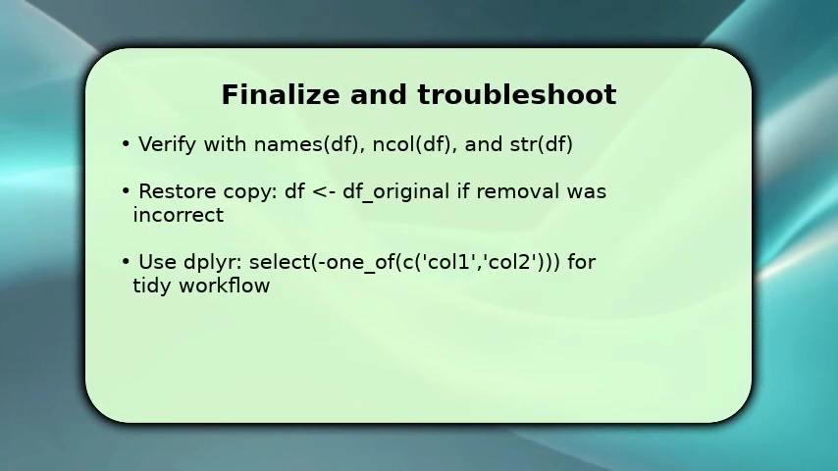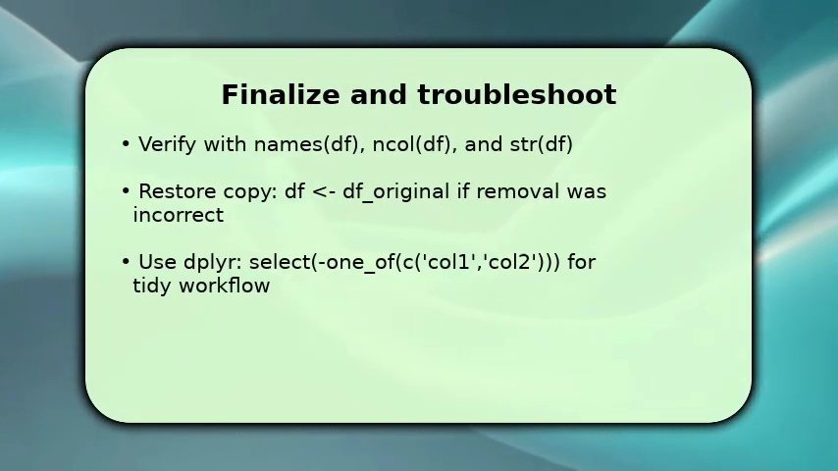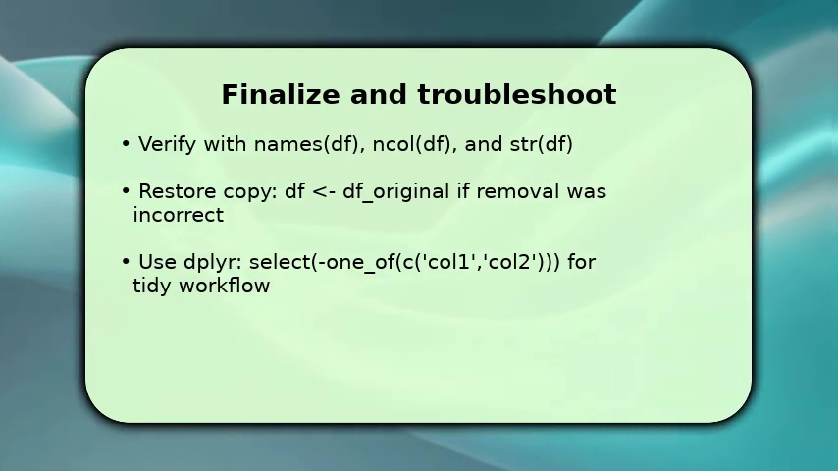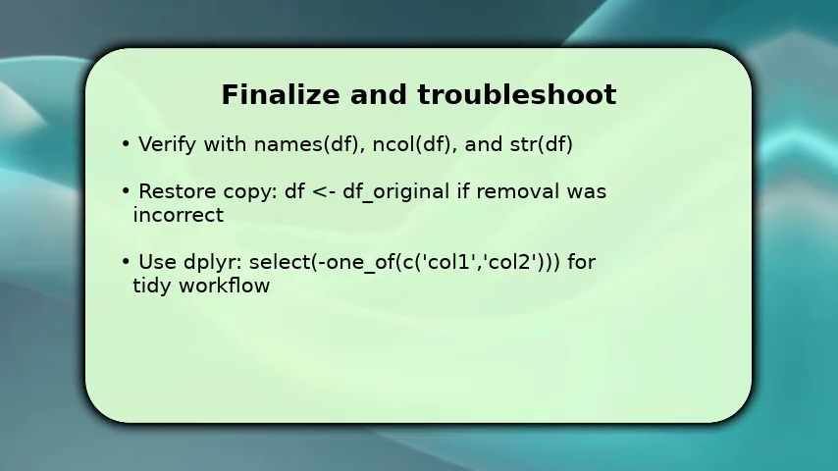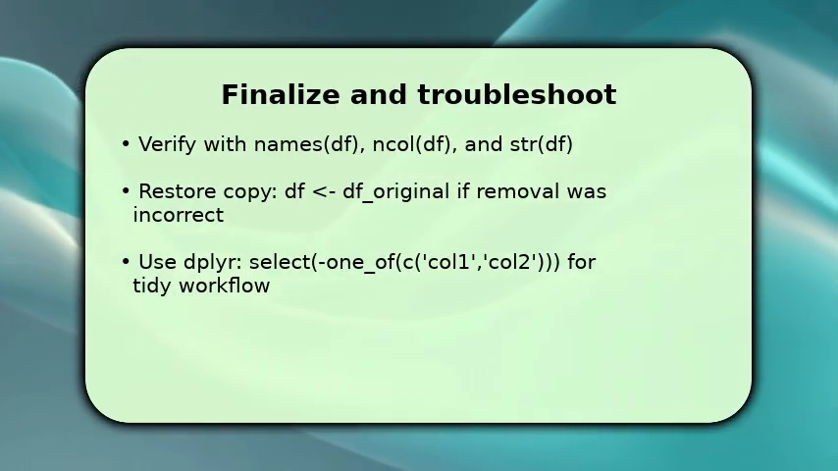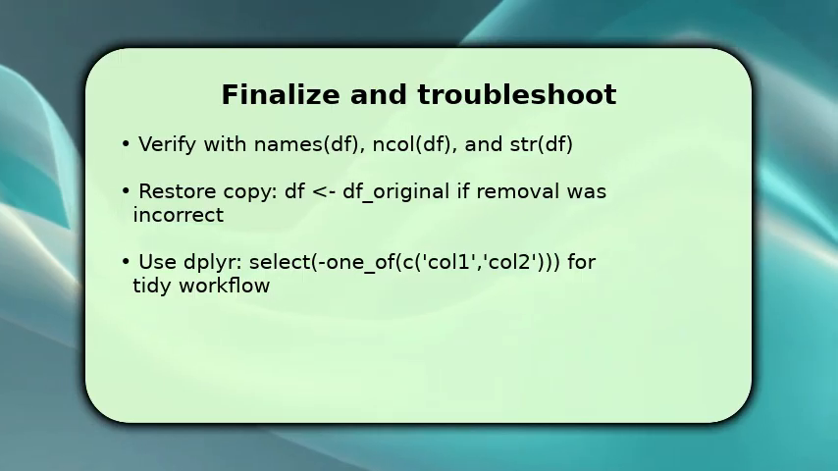Once done, run names(df) and head(df) to confirm the right columns are gone and types remain consistent. Finish by validating the result. Check names(df), ncol(df), and str(df) to ensure nothing else changed. If you made a mistake, immediately restore from your saved copy with df <- df_original. That quick rollback avoids cascading errors.